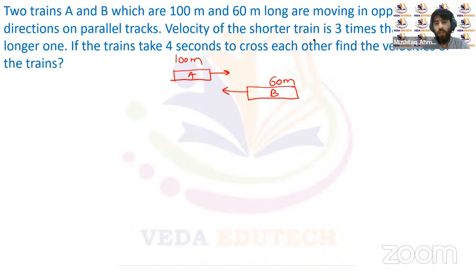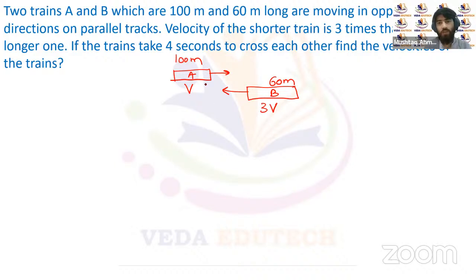The velocity of the shorter train, that's the 60-meter train, is 3 times that of the longer one. Let's suppose the velocity of train A, the longer train, is V, then the velocity of the shorter train is 3V, as given in this question. If the trains take 4 seconds to cross each other, find the velocities of the trains.